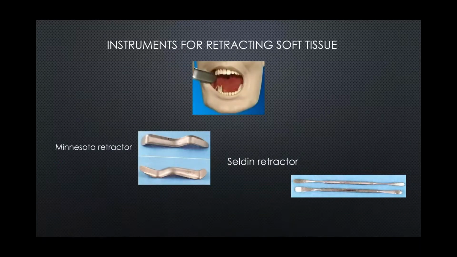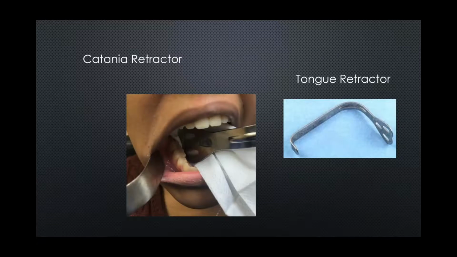Okay, instruments for retracting soft tissue. Very, very important to talk about this as well. There are about 2 or 3 really, really good ones on the market. Minnesota retractors are great to hold the tissues out. We find most of the younger doctors that are coming into practice are pretty much trained with Minnesota retractors. Seldin retractors are kind of nice if you want to elevate a flap that you're working on, whether you're taking out a tooth or doing a bone grafting procedure. These tend to be the 2 most common retractors. We also recommend a Catania retractor. We find most of the older doctors, like myself, like a Catania retractor.